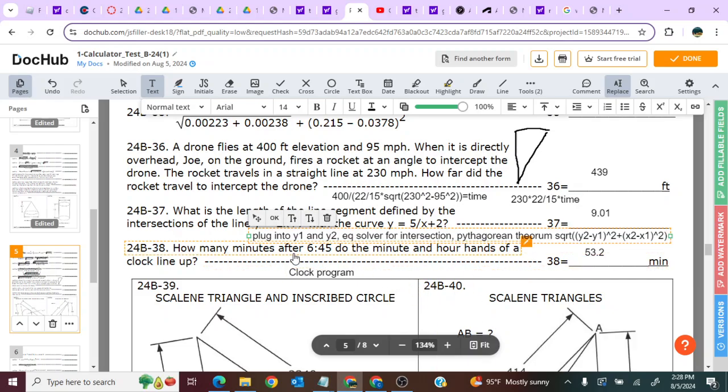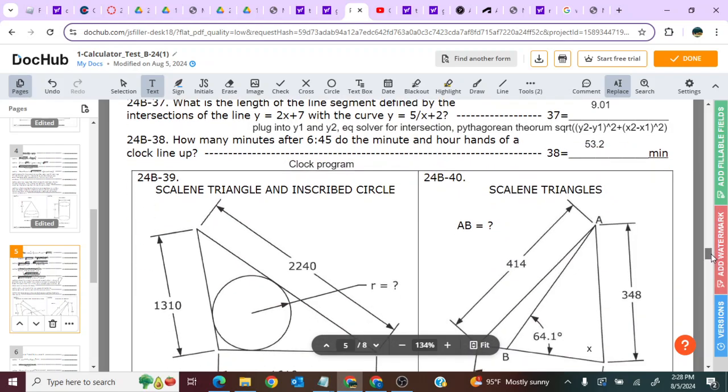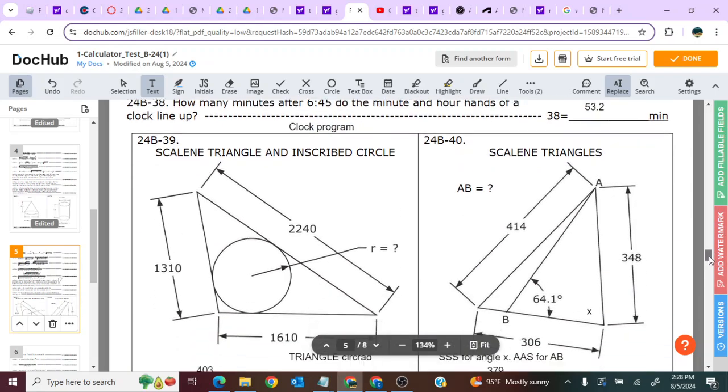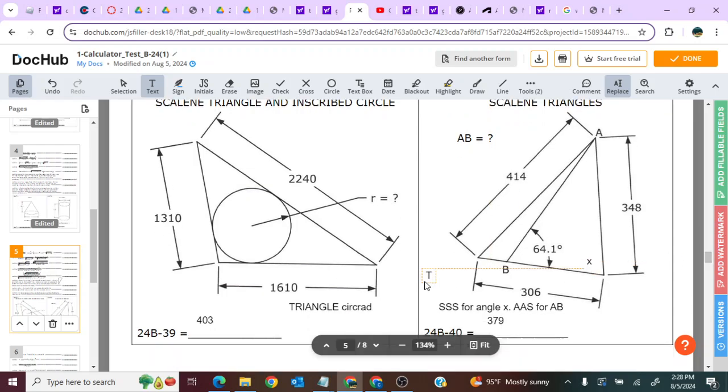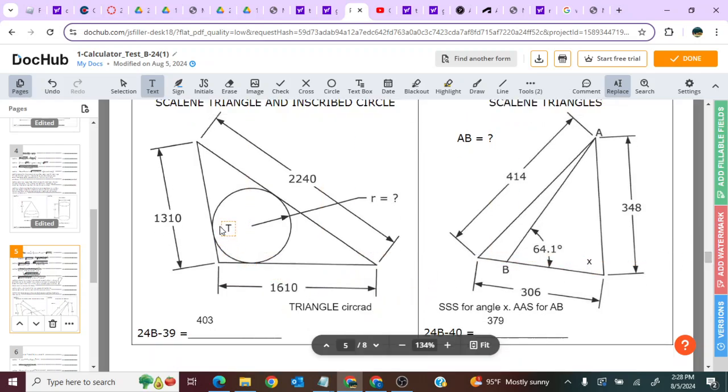Okay, 38. How many minutes after that do the minute and hour hands of the clock line up? Just use our clock program we have, plug in hours, plug in minutes, and it'll give you the time of the first intersection. So 39, this is another one that we have an easy program for. No point in using the semi-perimeter formula to try and find this. Just use triangle, circrad, and then plug in all three sides and it'll give you the inscribed radius.